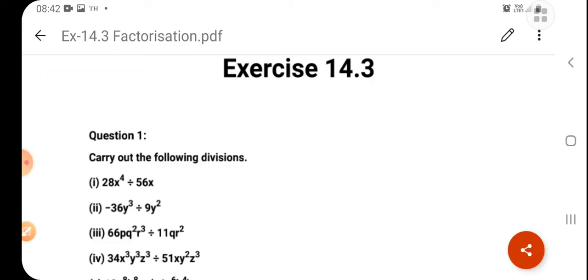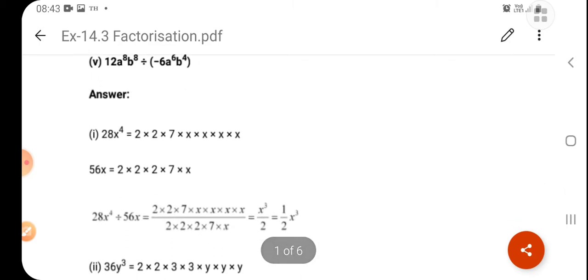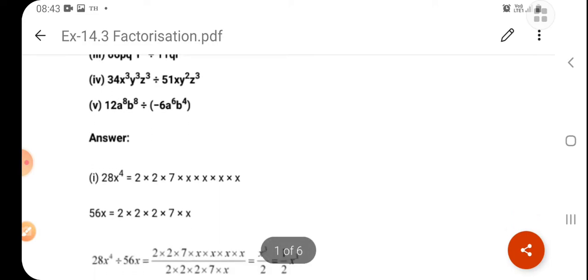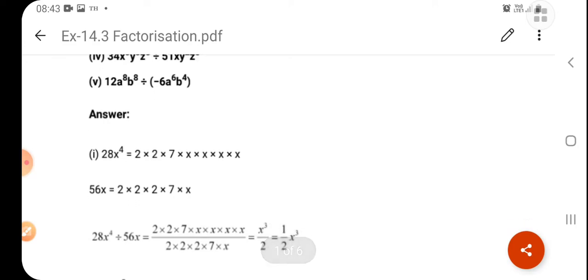So 28 upon 56. The numbers will be divided and cancelled out, and x^4 divided by x gives x to the power 4 minus 1. The power gets subtracted. Because it is a factorization chapter, we will do it with factors first. By taking the common factors, we have to cut the like terms. So common terms are cancelled out.